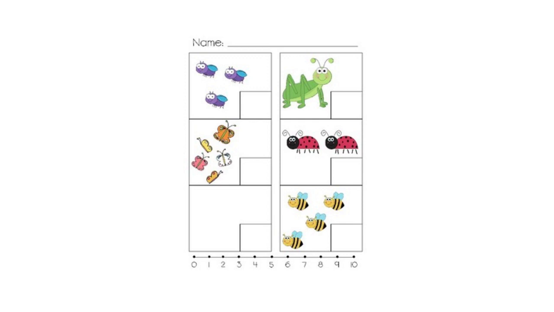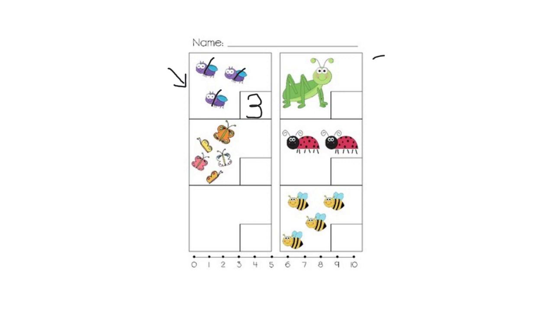Now let's take a look at this exercise and do it together. We need to count the objects in each box and write the number to show how many. Can you do that with me? Let's start with the bumblebees. Let's count together. I'll tick the object as we count. 1, 2, 3. Now I need to write number 3 here in the box, just like this.